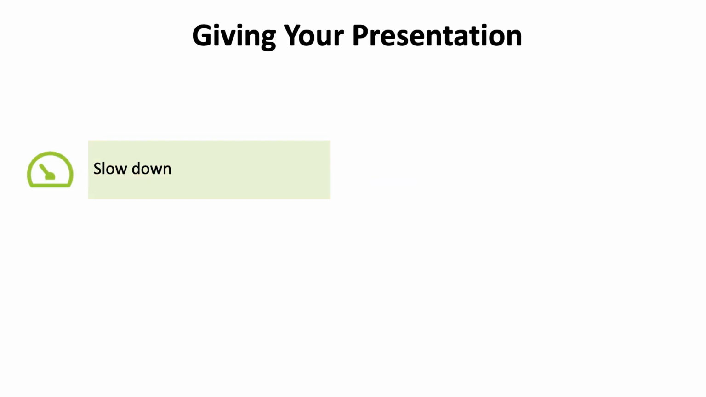Do not speak too fast. Slow down. Normal presentation talk speed is about 100 words per minute. Inexperienced presenters usually tend to talk too fast. Take a deep breath, relax, and slow down.